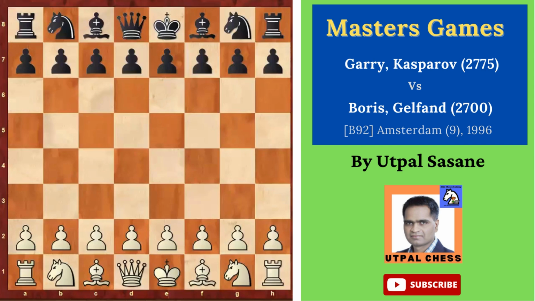We are seeing this game between Garry Kasparov versus Boris Gelfand. It was played in Amsterdam in the UA Memorial Tournament, 1996. So let's see the game.